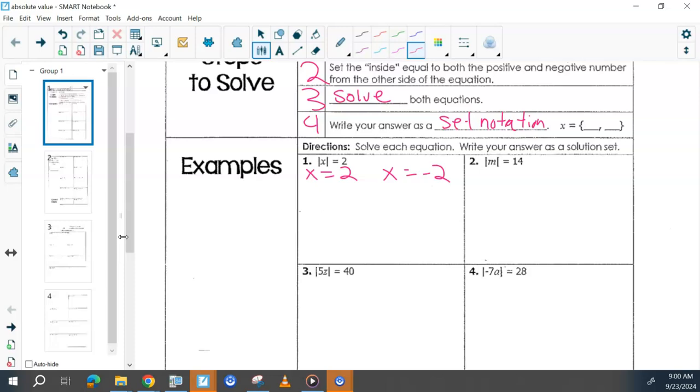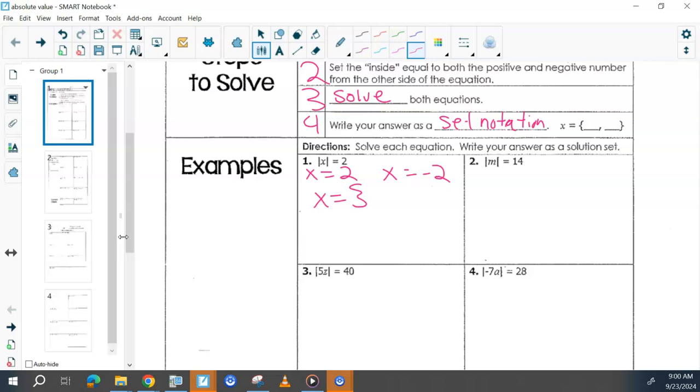Absolute value measures distance. So distance can't be negative. If I walk 5 steps and then I walk back 5 steps, I still walk the same distance. So because absolute value is measuring distance, it can't be negative. But equations can be negative. That's why we drop them and set it equal to both. If this were an actual equation, we would solve it, but there's nothing to solve here. So these are our 2 answers.